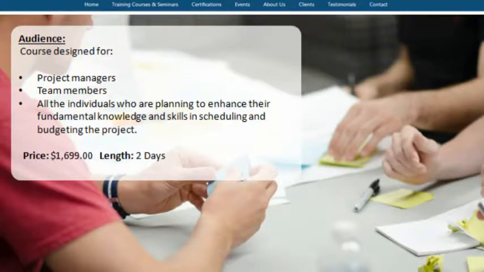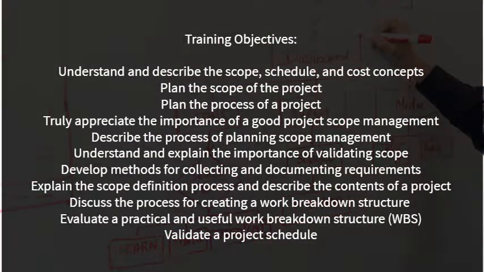Audience. Course designed for project managers, team members, all the individuals who are planning to enhance their fundamental knowledge and skills in scheduling and budgeting the project. Price, $1,699. Length, 2 days. Training objectives.